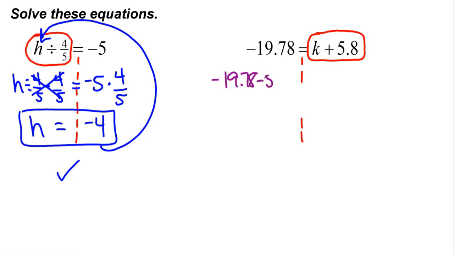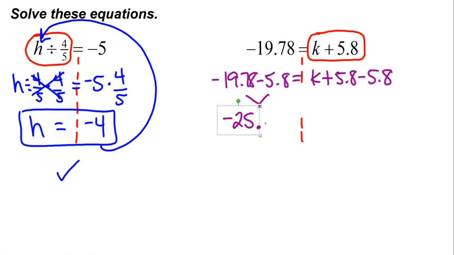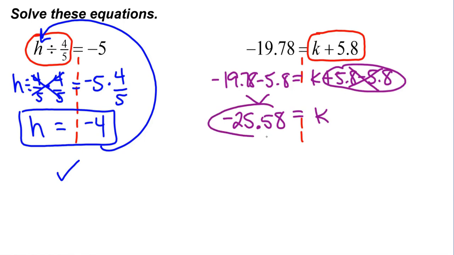-19.78 minus 5.8. k plus 5.8 minus 5.8. There we go. So -19.78 minus 5.8 is -25.58. And then these two terms are going to become 0. They cancel each other out. So all I have is k. So negative 25.58 is equal to k.